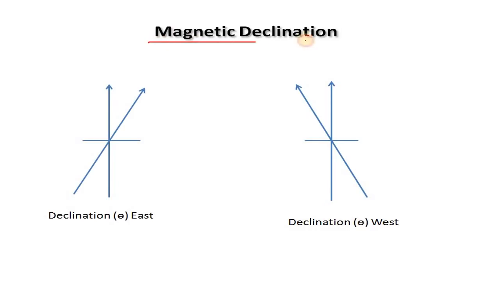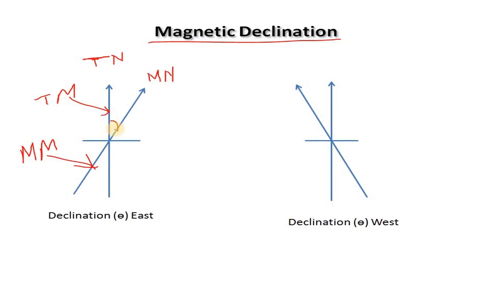Now coming to the magnetic declination. Suppose this is the true meridian and this is the magnetic meridian. So this is true north, and this is magnetic north. Magnetic declination is the horizontal angle between the true meridian and the magnetic meridian. This angle is the declination angle. Suppose this angle is theta. Theta is the declination. This is north, this is south, this is west, and this is east. This declination is towards east, so you can say declination east.